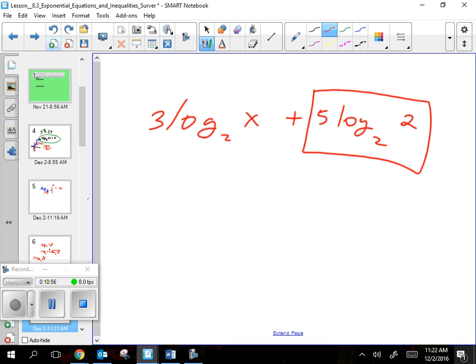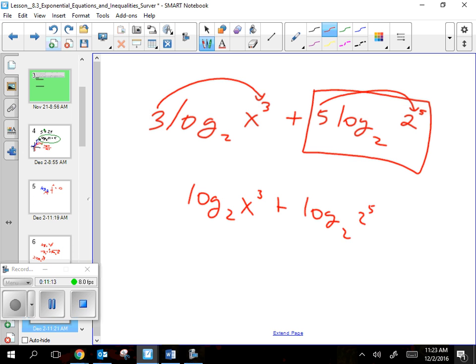All right, so I'm going to pack this all down. That's going to go up here. That's going to go up here. And I'm going to have log base 2 of x to the third plus log base 2 of 2 to the fifth. Now, I know some of you might be thinking, but Mr. Server, that could have equaled 1, and therefore 5 times 1 could have equaled 5.